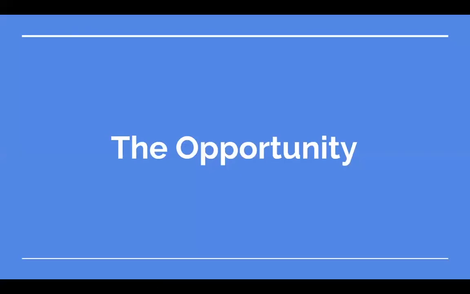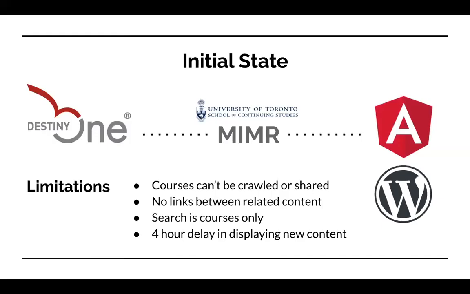So let's begin by talking about the opportunity. Here's a look at the architecture of the previous website. So you can see that the school was using some software called DestinyOne that really managed their course information and a few related pieces. To extend that data management capability, they built their own middleware they called MIMR, and that really fed data into an Angular application that they had sitting on top of a WordPress site.